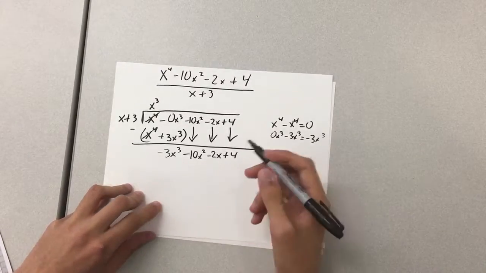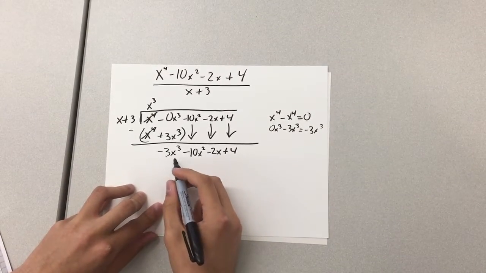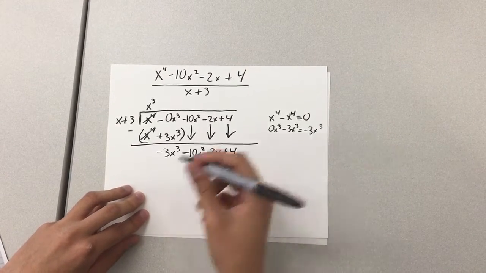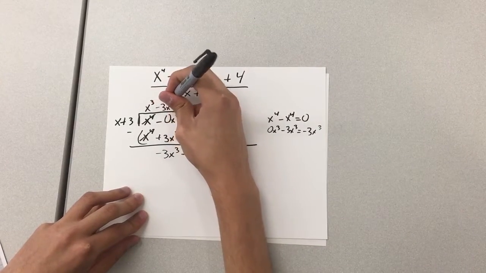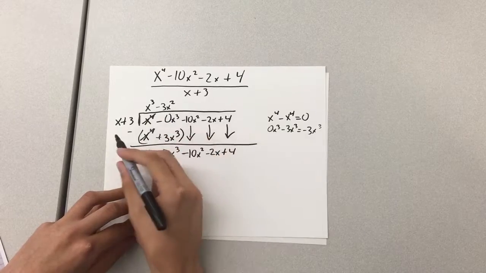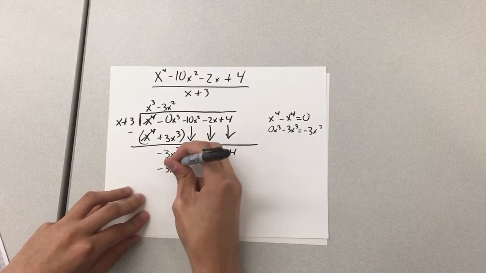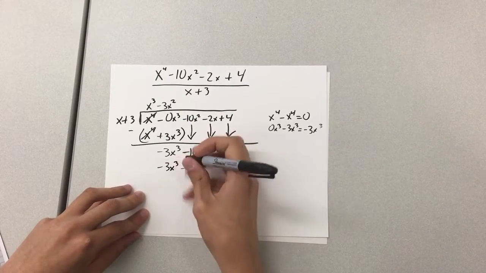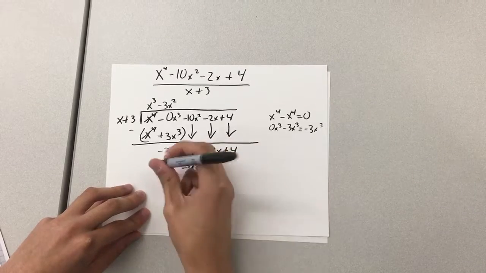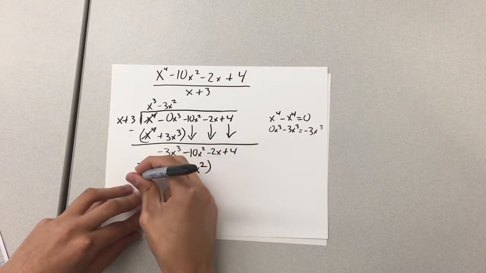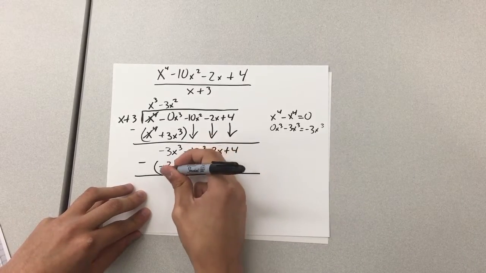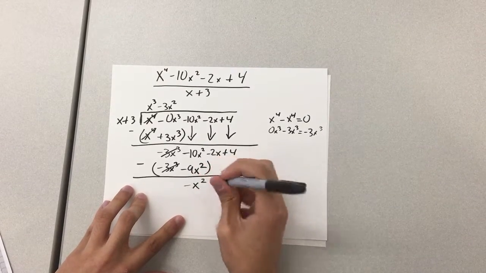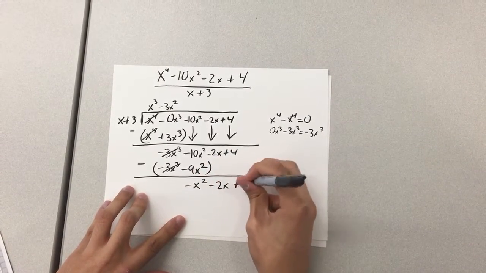Now we just repeat what we did earlier. We'll look at the negative 3x to the third and determine what we can multiply to the x plus 3 to get negative 3x to the third, which will be negative 3x squared. Negative 3x squared times x gives us negative 3x to the third. Negative 3x squared times 3 gives us negative 9x squared. We'll subtract. These two cancel out. And this becomes negative x squared minus 2x plus 4. Because we bring the rest down.